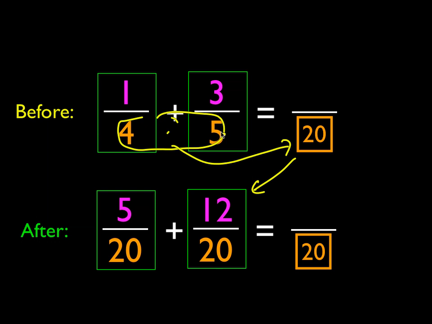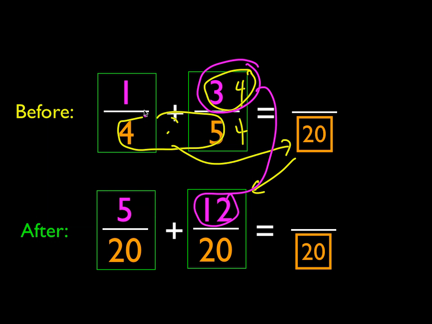So we multiplied the top and the bottom of this by 4, 4/4, and so we get that 3 times 4 becomes 12. We multiply the bottom of this to get to 20 by 5. Multiply that by 5. 5 times 1 is 5.